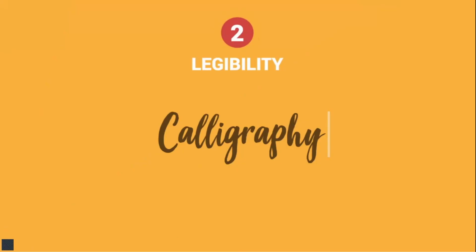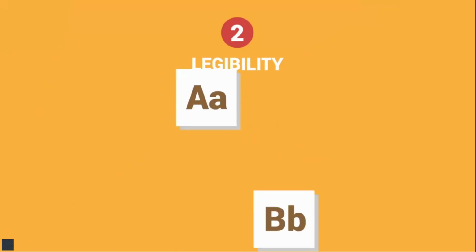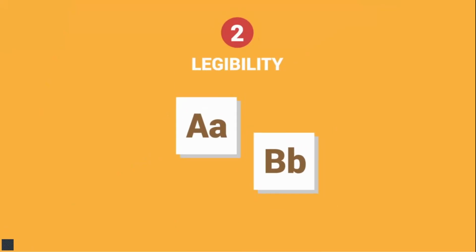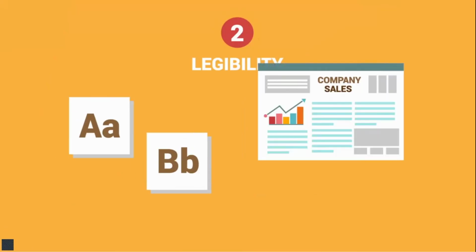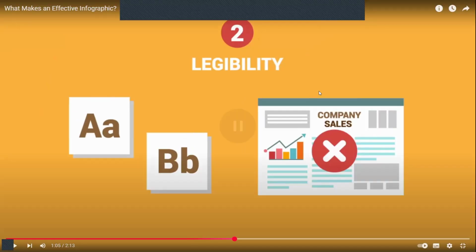Number 2, legibility. Although it's tempting to whip out the calligraphy-style fonts in an effort to look fancy, you should prioritize fonts which are simple and easy to read. Also, avoid making your infographic too big. A typical font that you would use is Times New Roman or Arial. Keeping the style on the minimalist side.